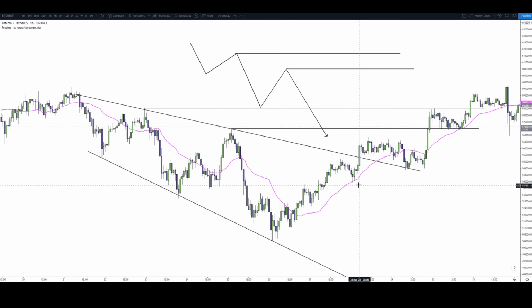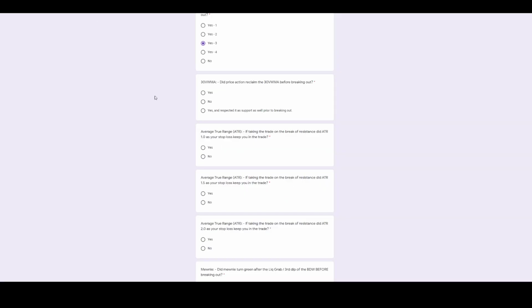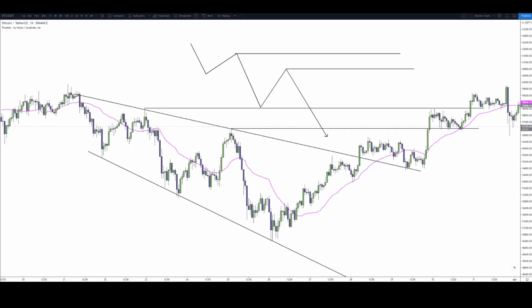So it was above and had retested here before breaking out. So what was the question? Did price action reclaim the... Yes. Right. Yes, and respected that support as well. Yes, okay, that one's even better. Right, so it actually tested that as support before it broke out of the BDW. You'll probably find that's probably common.